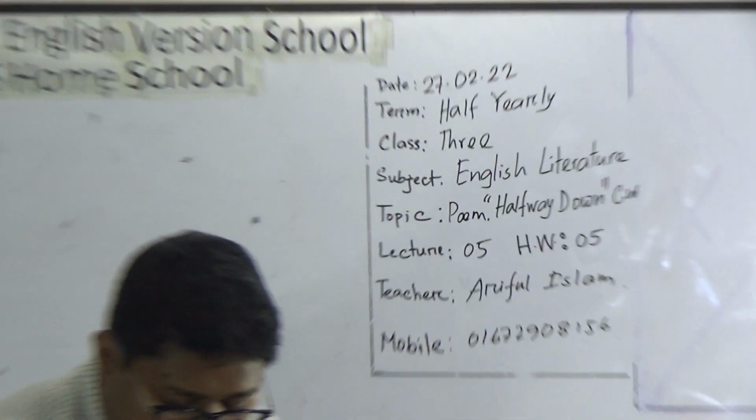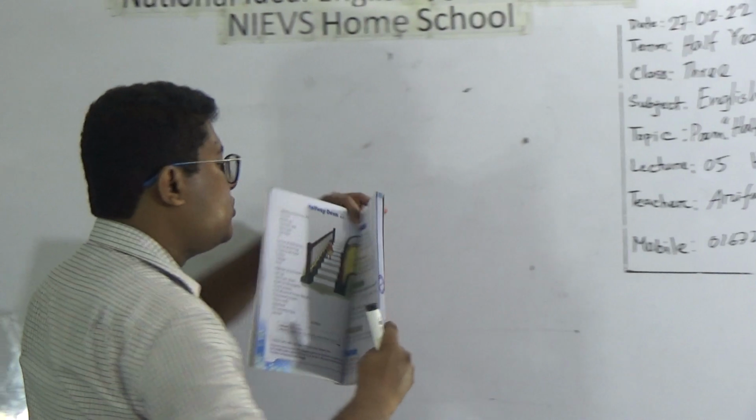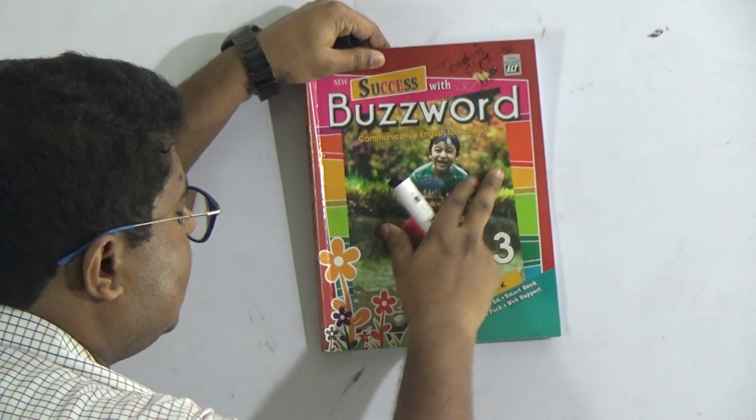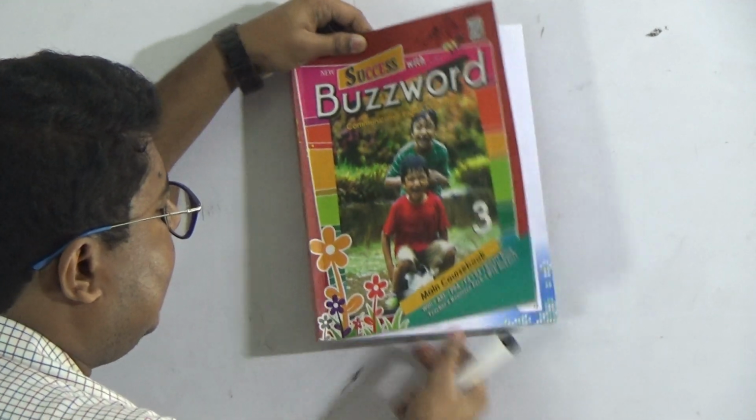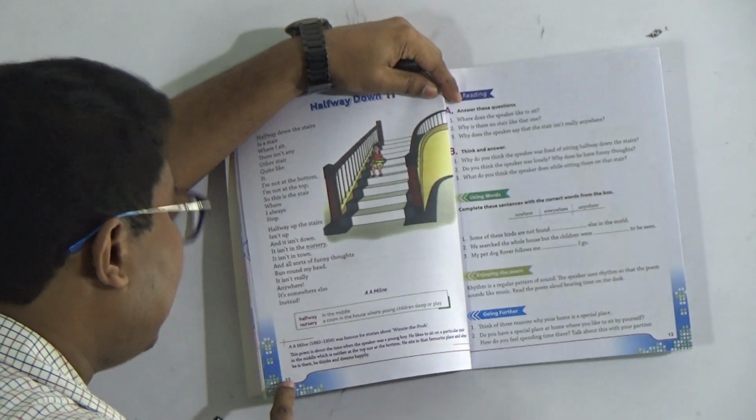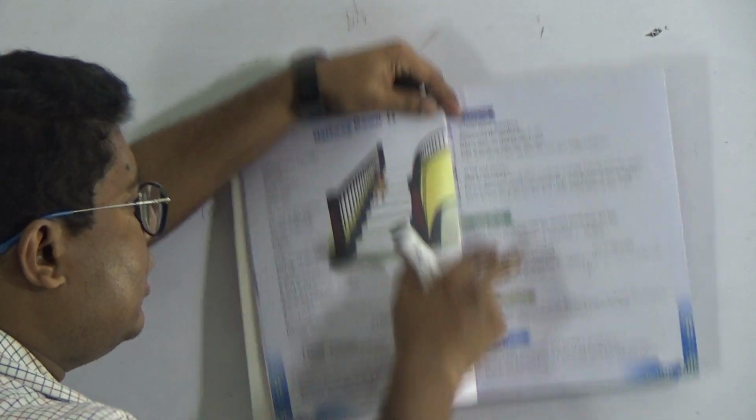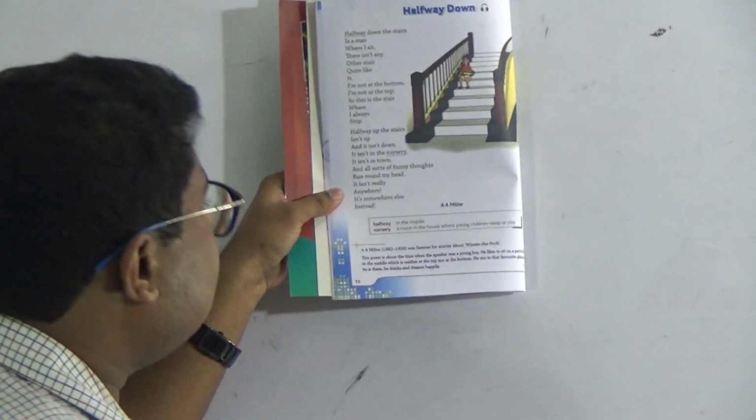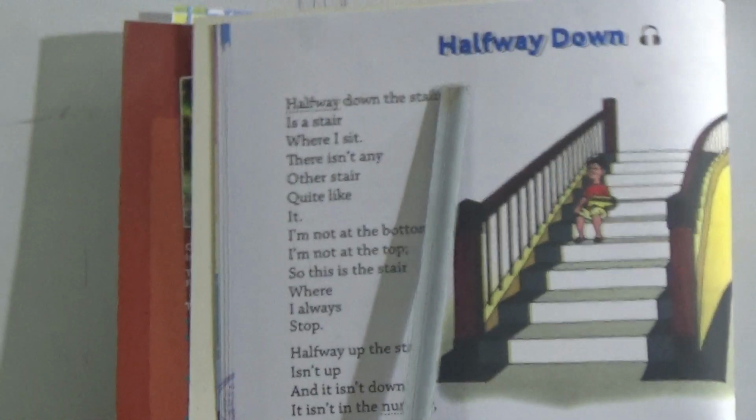So dear students, open your book, your new Success with Buzzword book, English for Schools, course book 3, and go to page number 12, "Halfway Down." We will read the poem for the first time. After that we will write. So this is the poem "Halfway Down."